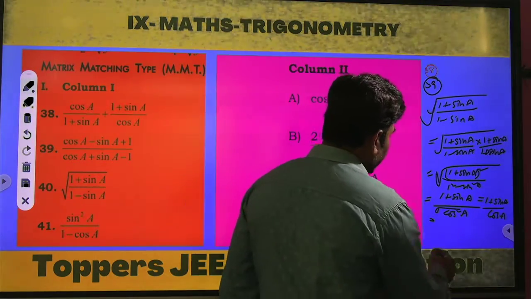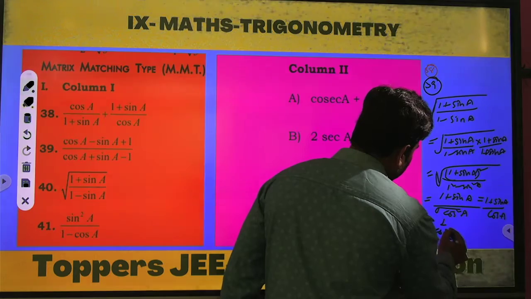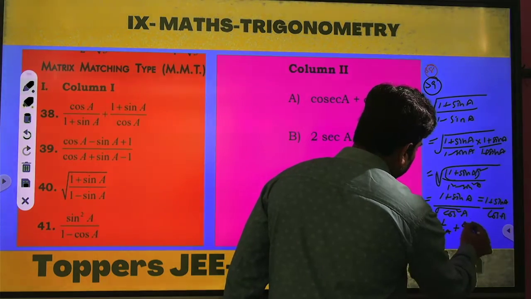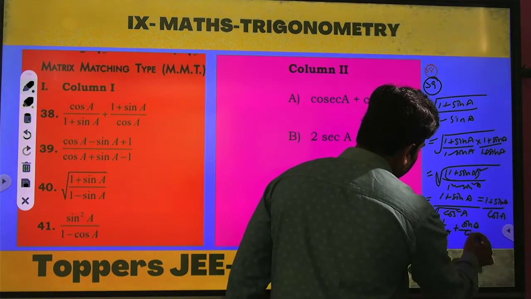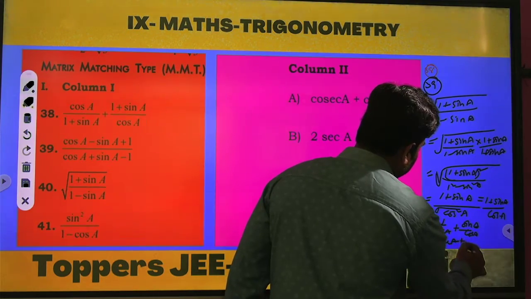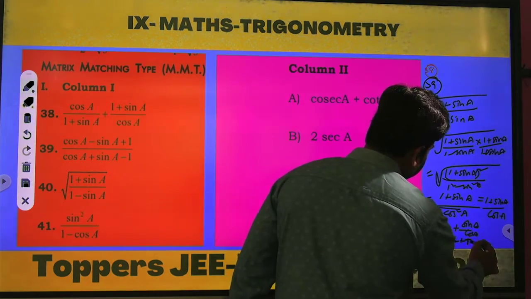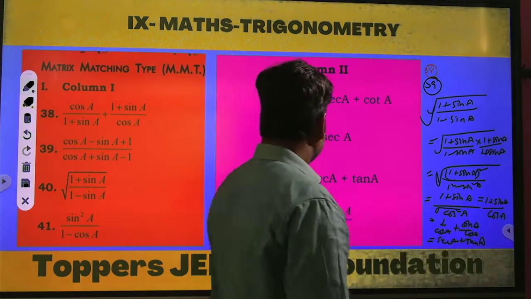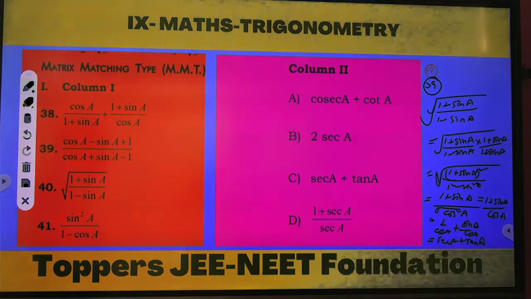And again we can split it as 1 by cos A plus sin A by cos A. 1 by cos A means secant A, plus sin A by cos A means tan A. So option C is the correct answer.